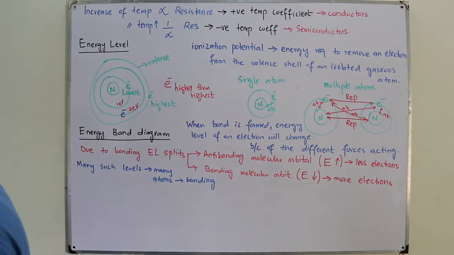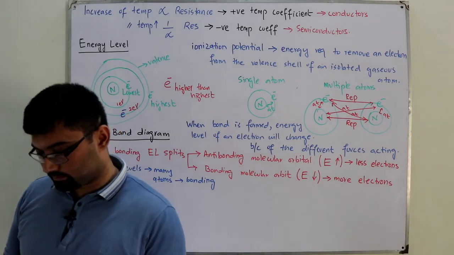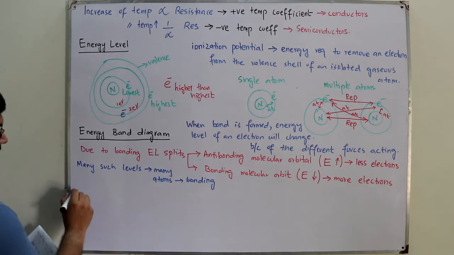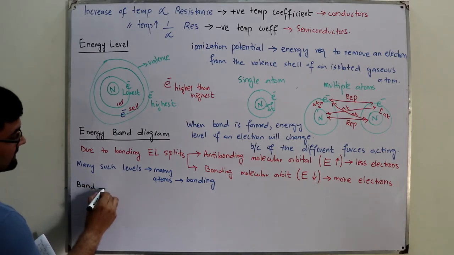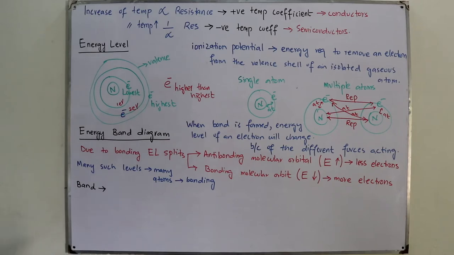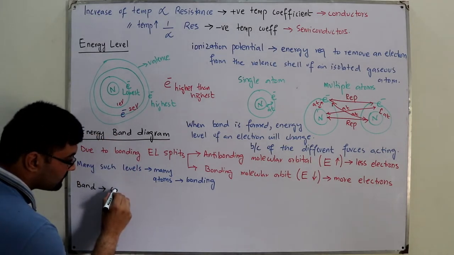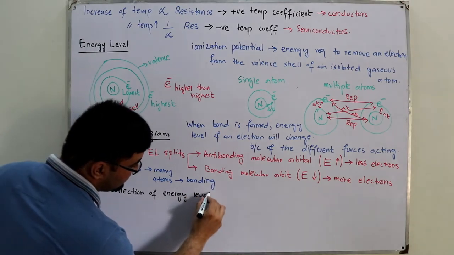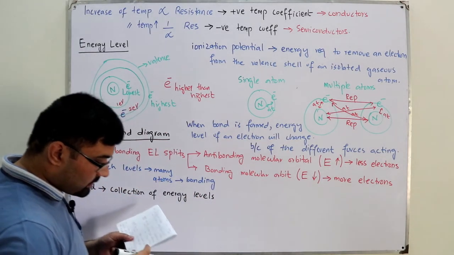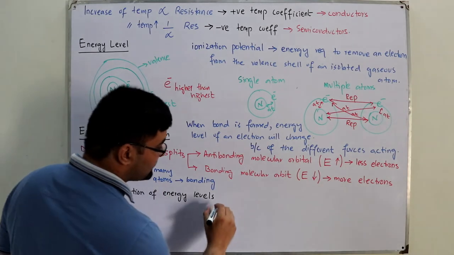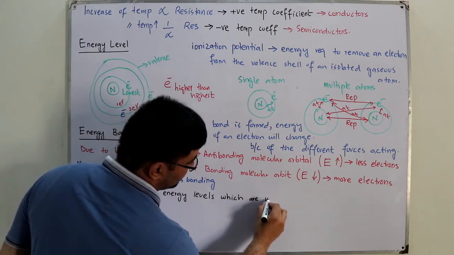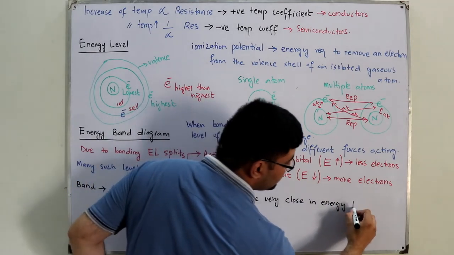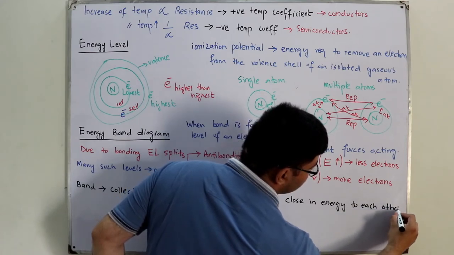Now what is a band? A band is what? I said an energy band diagram, right? So a band is the collection of energy levels which are very close in energy to each other.